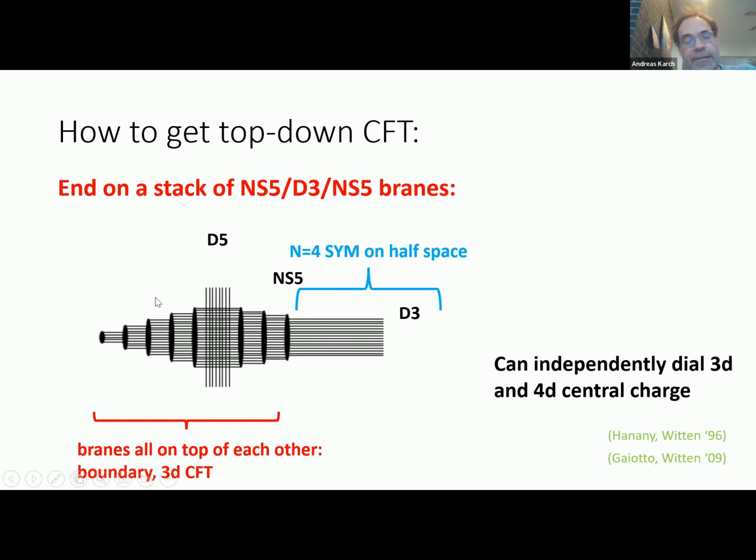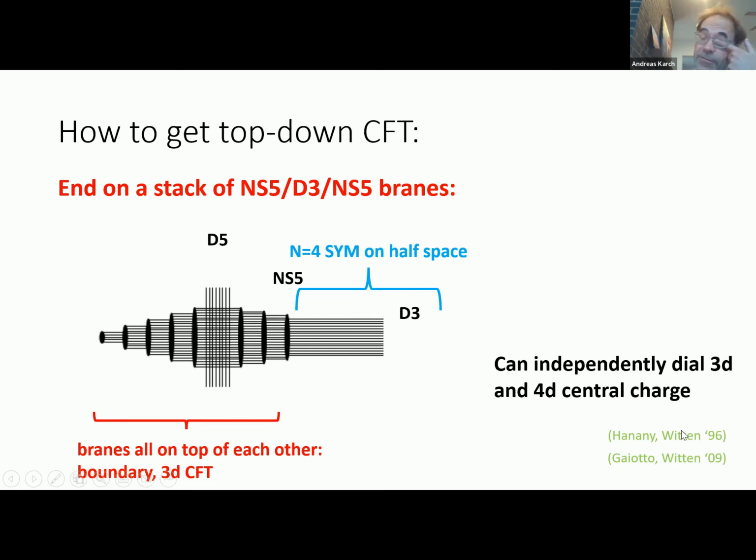So everything in my picture that's to the left of the semi-infinite D3 branes really gets squished down to a point. These are NS5 branes and D5 branes and D3 branes all sitting on top of each other. The reason I drew them pulled apart is so that you see what's really going on. The claim is if I take lots and lots of those branes, then I get a 3D CFT with a large central charge, a large number of degrees of freedom, both in the 3D CFT and the 4D CFT on half space. So you have a 4D CFT on half space with some complicated boundary condition, which is itself a 3D CFT with a large number of degrees of freedom.